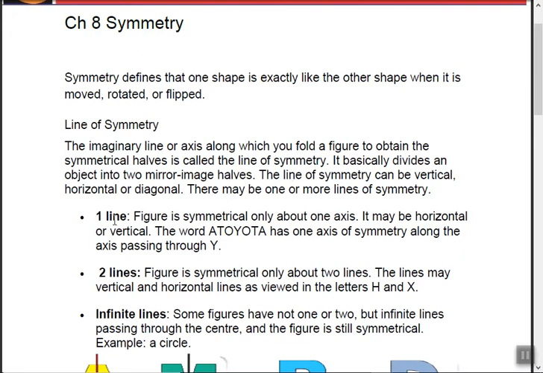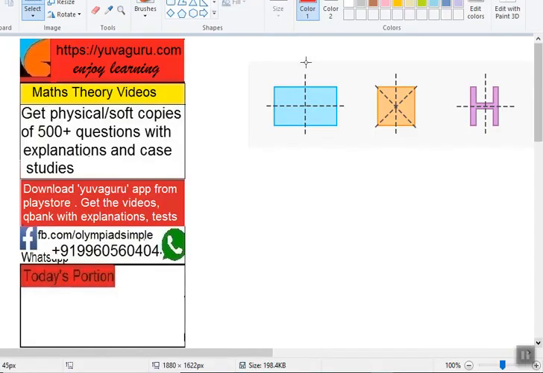So let's see each one. One line means if it has one line of symmetry, how do we say that? The figure is symmetrical only about one axis. It may be horizontal or vertical. Like see this word, Toyota, this full word. Look at this full word as one, only then you will be able to see this one line. Means what? If I cut it over here at Y and fold it, it will be the same: A, T, T, O, and Y half. So Toyota has one axis of symmetry, along the axis passing through Y. Right? See this, vertical is always called Y axis, horizontal is called X axis.